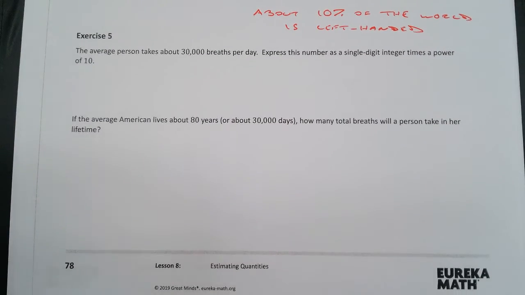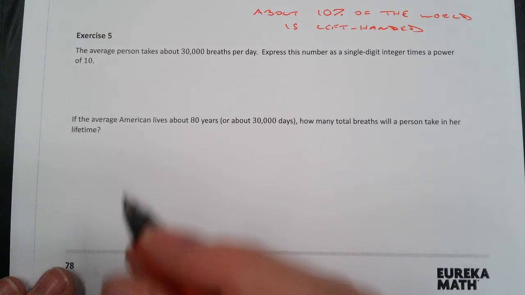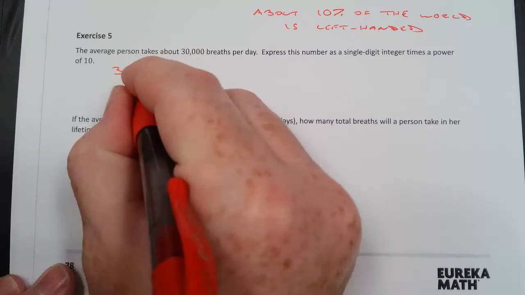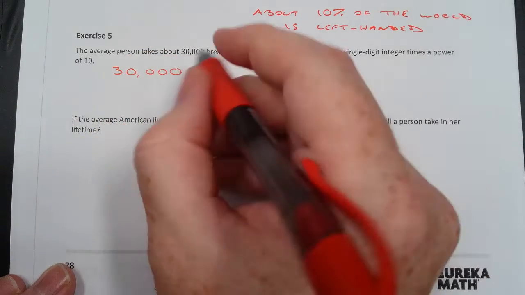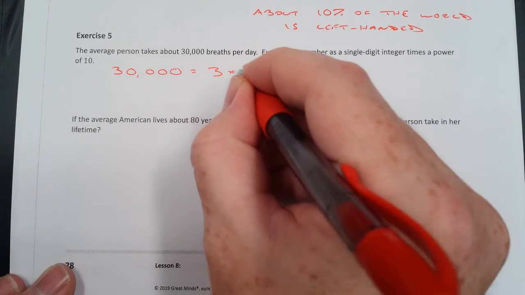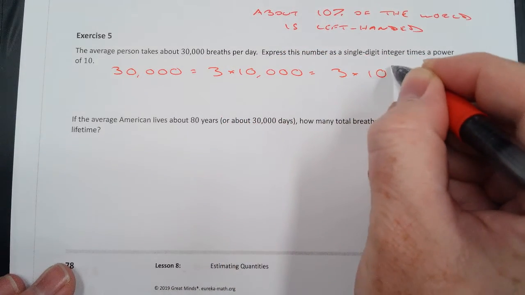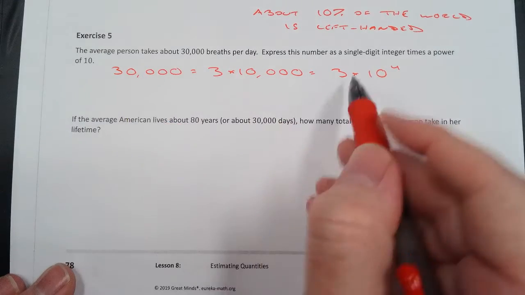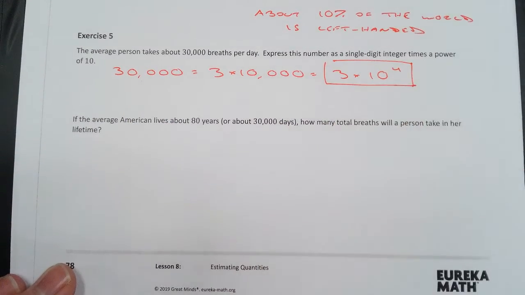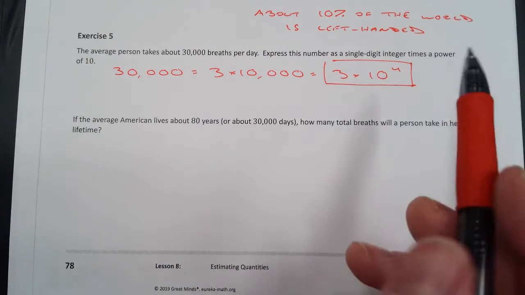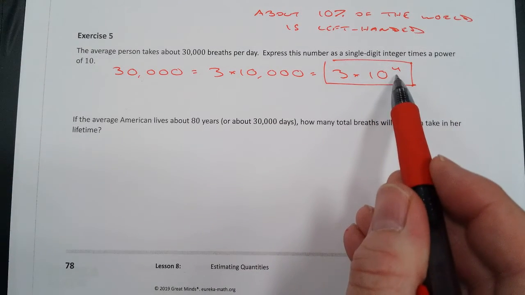Exercise 5. The average person takes about 30,000 breaths per day. Express this number as a single-digit integer times the power of 10. So we need to turn 30,000 and give it to a power of 10. Well, this is 3 times 10,000. 10,000 is 10 to the 4th. So 30,000 turns into that. That's the first step. So you take 3 times 10 to the 4th breaths every day.